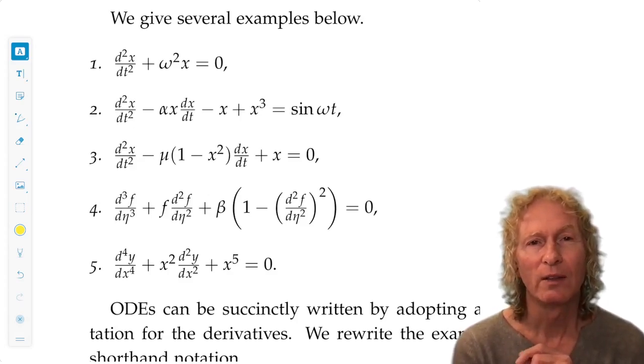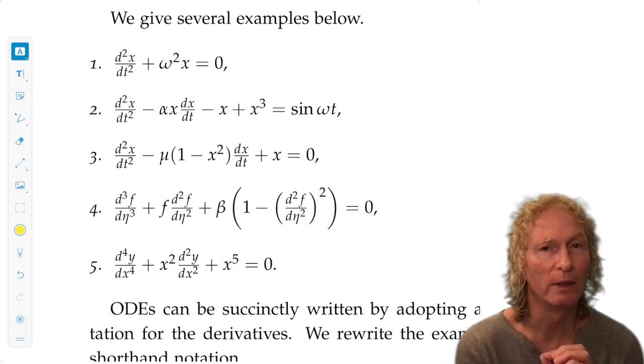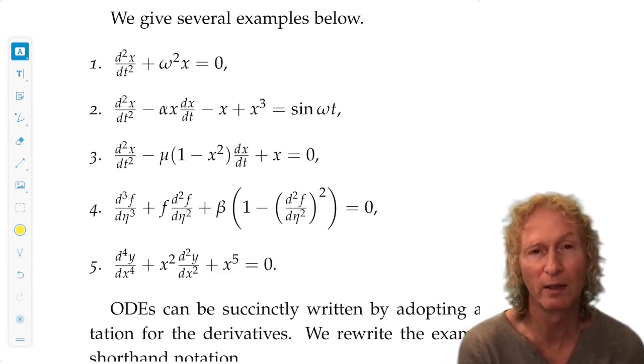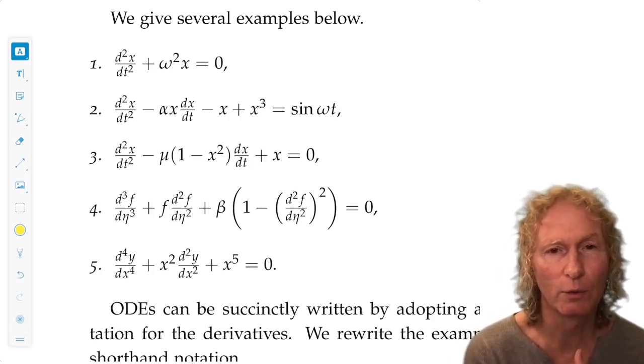We only see linear terms in x and the second derivative term, which stands alone, d squared x dt squared. So that is a linear equation. Now let's go to equation 4.